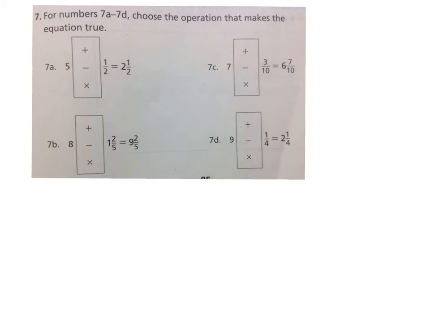Now let's take a look at 7D. Let's first take a look at our answer. I can see that 2 1/4 is smaller than 9. With that knowledge, I know our operation will not be addition. Now let's work the subtraction operation. Let's turn this 9 whole number into a mixed fraction.